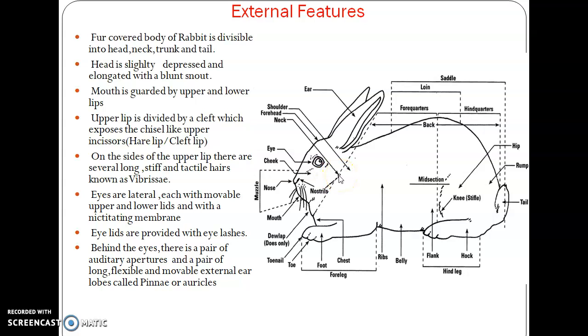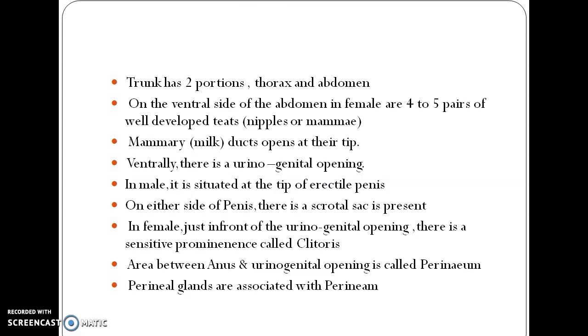This auditory aperture is generally concerned with the what? They are generally concerned with the hearing. And these auditory regions are generally covered by a well-developed external flap that is called the auricle or pinna. Okay. Then comes the trunk region.